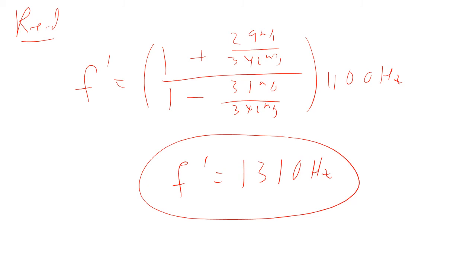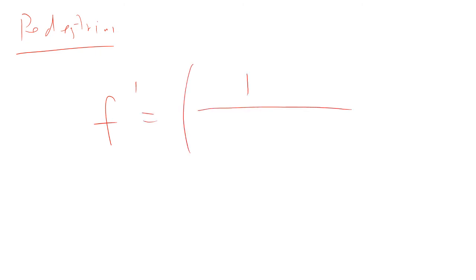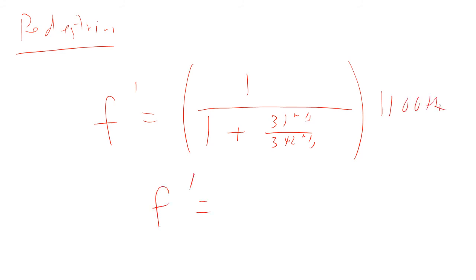Okay, so what about the pedestrian? Well, the pedestrian's not moving, so the numerator is just 1 because the velocity of the pedestrian is 0. The driver is heading away, so that's plus 31 meters per second, over 342 meters per second, times 1100 hertz. So the tone that the pedestrian hears is 1010 hertz.